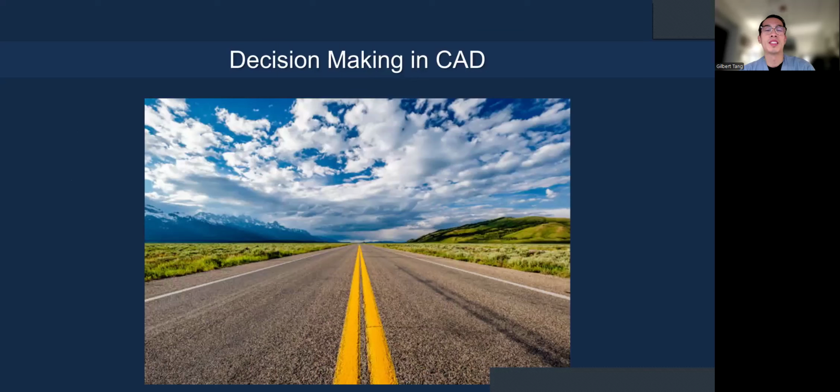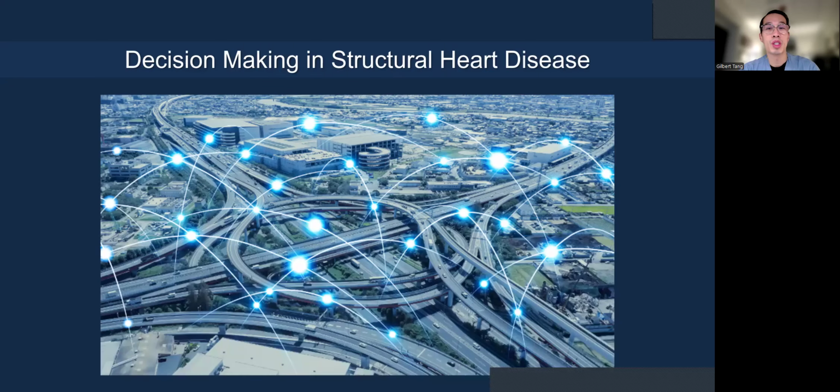Well, I would start by saying that decision-making in coronary artery disease is probably pretty straightforward. You can see that here, it's like a straight row. If you have a lesion and the patient has symptoms meeting appropriate criteria, it should be revascularized. However, in structural heart disease, you can imagine it's a lot more convoluted, with a lot more things to keep in mind when evaluating the patient.